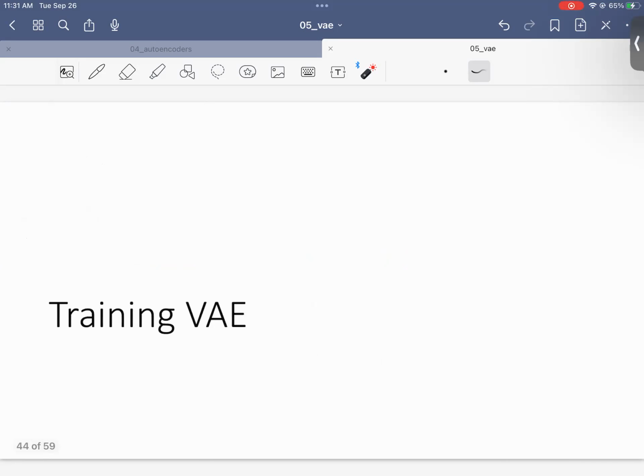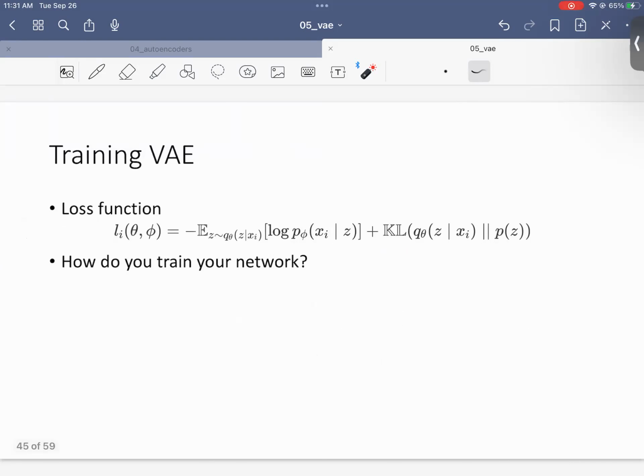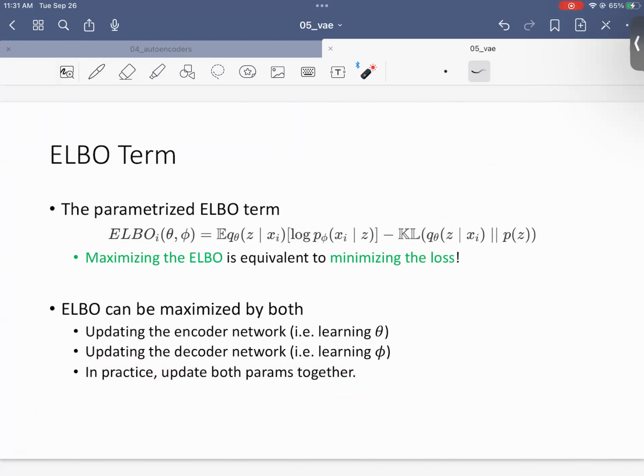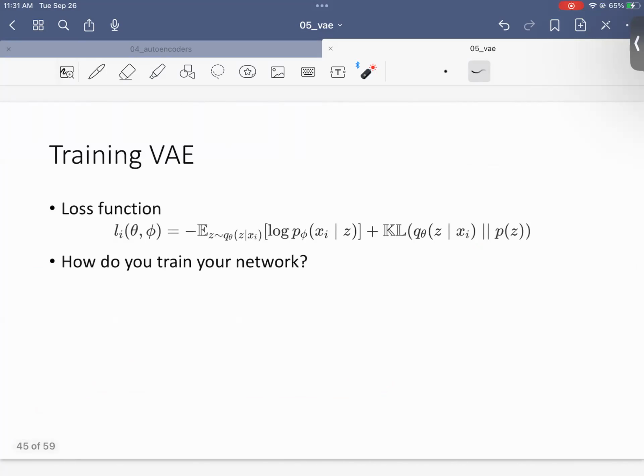So the one last thing is training VAE. How do you train your network? We do have the final loss function. We're going to forget about the ELBO term now and stick to the loss function because we're training a neural network. So how do we train our neural network, the encoder and the decoder? Before, I conveniently said that we update both at the same time, doing an end-to-end gradient update, but we need to dive into what that actually means.